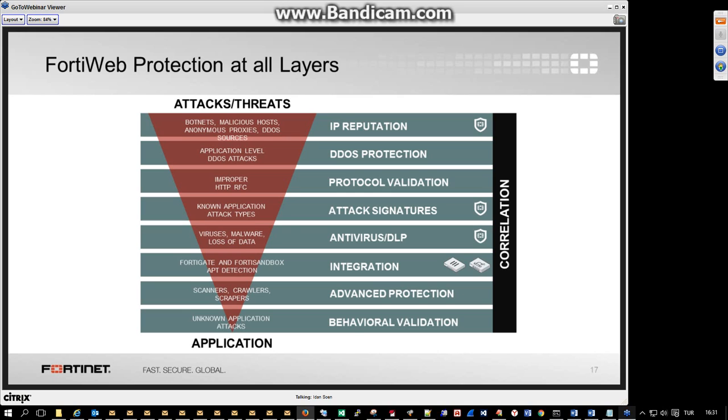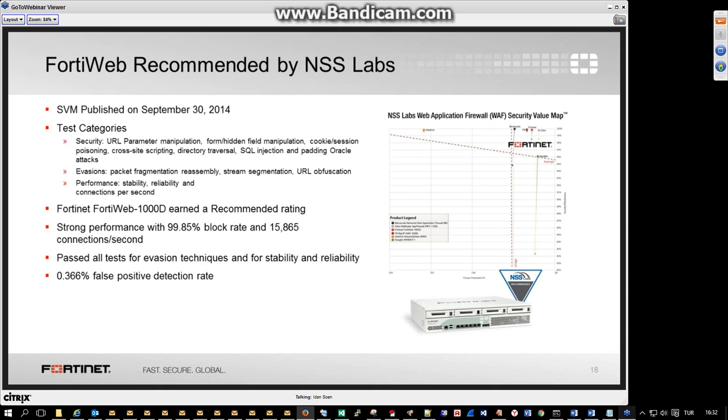We've got advanced protection. We've got predefined rules for scanners, for crawlers, for scrapers, for slow attacks, and you can actually create your own very granular custom rules. And we've got behavior validation with AutoLearn. These are the more important security layers in the product. We've got a few others as well, if you're interested.